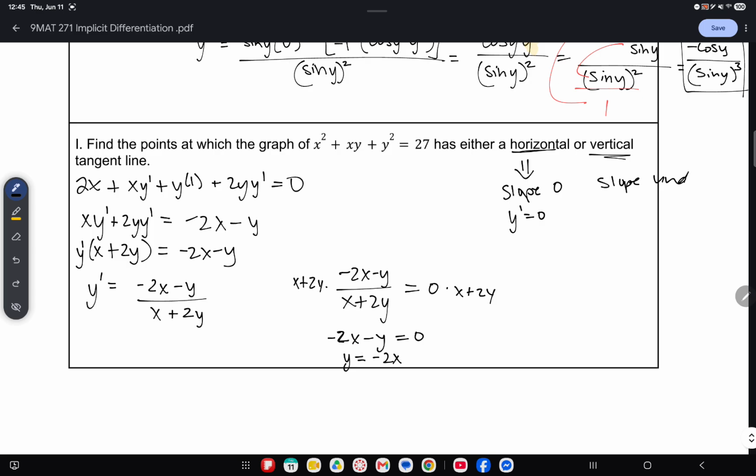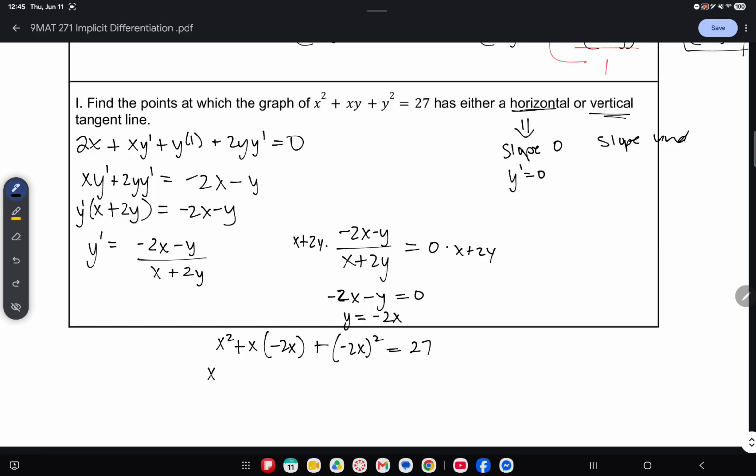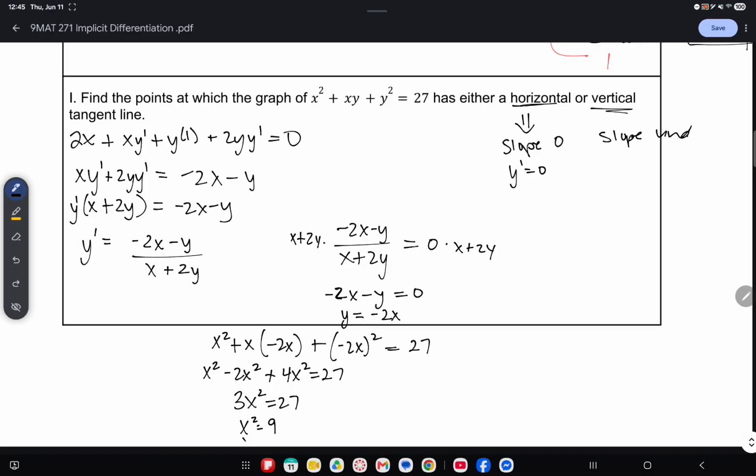So if I go back to the original, let's solve that. So x squared plus x times y, and then plus y squared. And I can solve for my x values from here. So that's x squared minus 2x squared plus 4x squared equals 27. So let's see, 1 minus 2 is negative 1 plus 4, that's 3x squared equals 27. So x squared equals 9. X equals plus and minus 3.